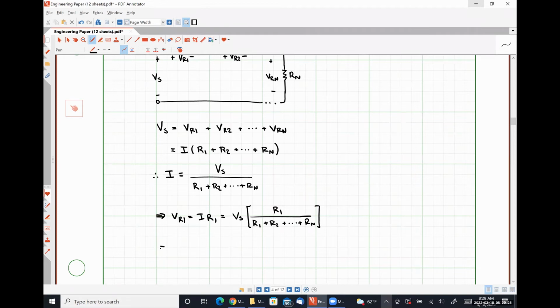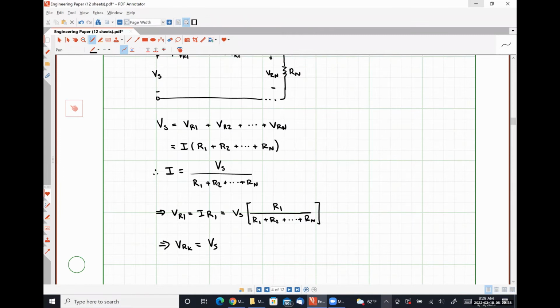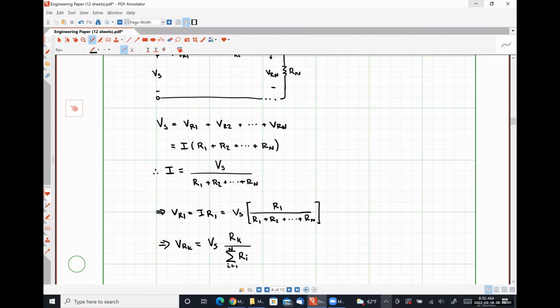In general, we can say that the voltage drop over the kth resistor, where the kth resistor is just the one that we are interested in, is Vs, the total voltage drop over the series combination of resistors, multiplied by R sub k divided by the sum from i equal to 1 to n of R sub i. All that means is the numerator is the resistor that I'm interested in. The denominator is the sum of all of those resistors in series.